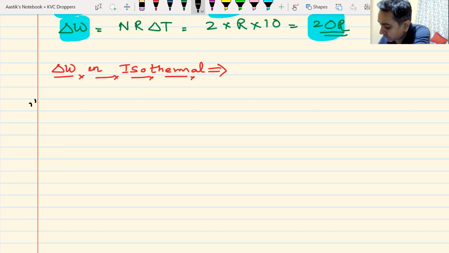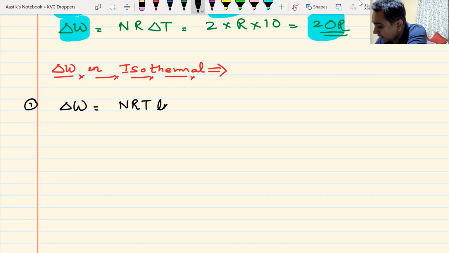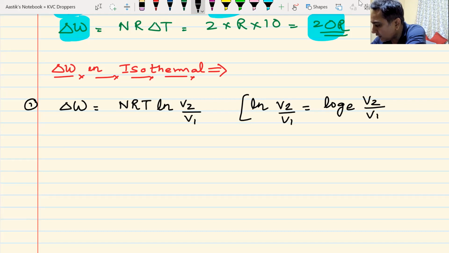Here I go. The first and very basic way in which you write this work done, delta W, is nRT, where n is the number of moles, R is the gas constant, and T is the temperature. Remember, everything is in SI units. T must be in kelvins, not in degrees Celsius. Then natural log, ln V2 by V1. You can write this ln of V2 by V1 also as log to the base e of V2 by V1. Do we understand this?